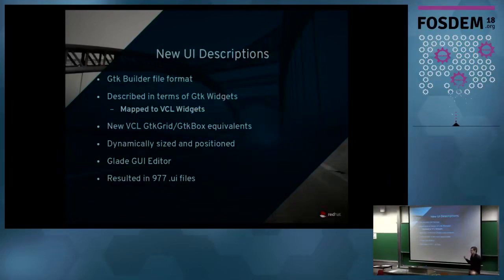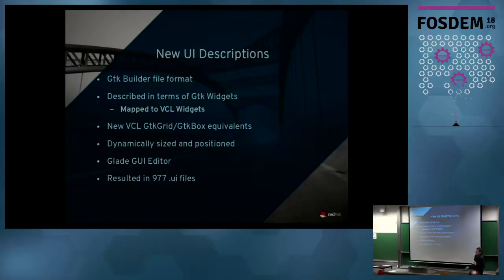We're not using GTK widgets, we're using our own VCL widgets, but we have described everything in the GTK file format, and then we're mapping that at load time with our own .ui GTK Builder file format with our own loader. We added in some resizable widget equivalents to the GTK grid, GTK box. So now we have widgets that contain other widgets, and then they dynamically size and position them according to the constraints that you can describe in the Glade GUI editor.